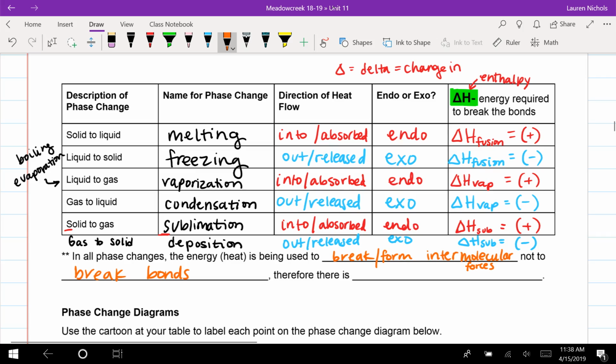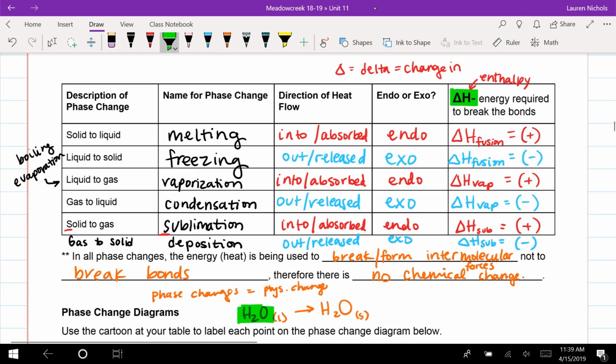It is not breaking bonds, and therefore there is no chemical change. This means that phase changes are physical changes. So if you look at water as a liquid changing to water as a solid, we call that process freezing. But because it stays H2O as reactants and products, we know it's a physical change. Nothing else is happening there. It also means that there's not really a temperature change either, because if the heat is being used to break or form those forces, that means it's not being used to speed up those particles.